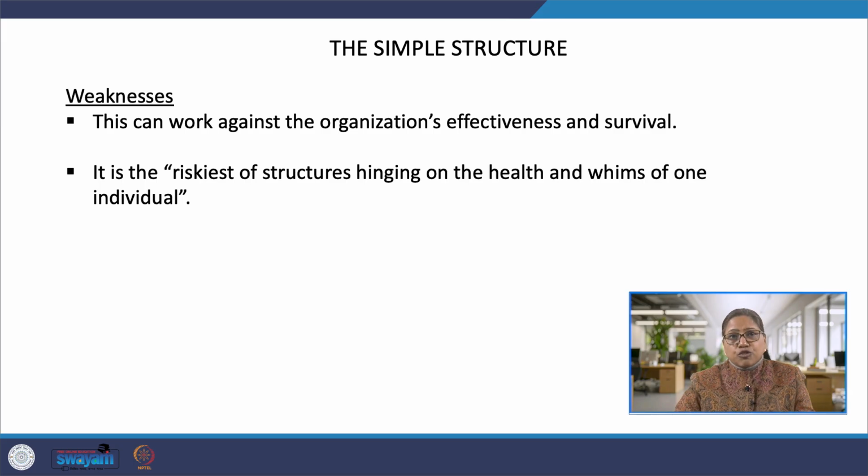As the organization grows, it becomes more complex, and one person or the owner holding maximum power will limit other managers to take decisions on their own. So, the simple structure, in fact, has been described as the riskiest structure, hinging on the health and whims of one individual. It literally destroys organizations' decision making power.